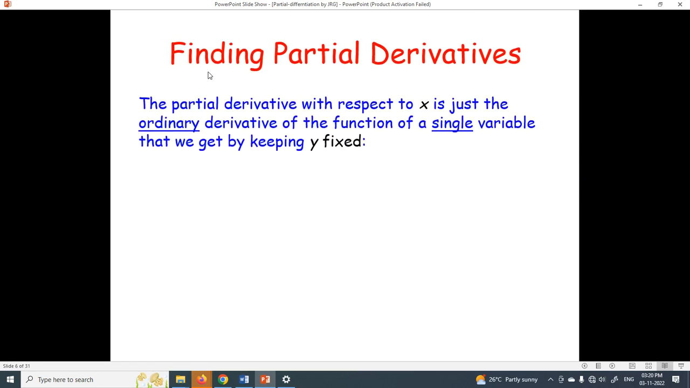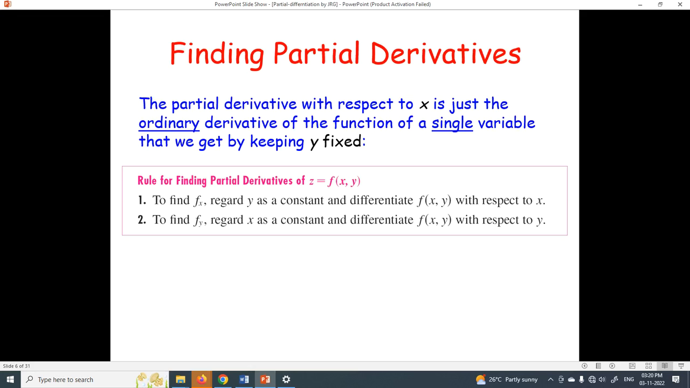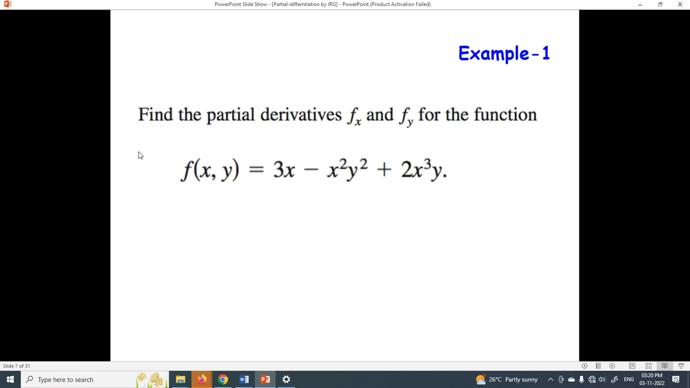Finding partial derivative: we have seen the partial derivative with respect to x is just the ordinary derivative of the function of a single variable, where we keep y fixed. Rules we have already seen. So there are only two rules. If you are differentiating with respect to x, y is constant. When you are differentiating with respect to y, x is constant. So we have seen a simple function, f of x comma y is equal to 3x minus x square y plus 2x cube y. This may be homogeneous or non-homogeneous, so that is what we are going to discuss today.